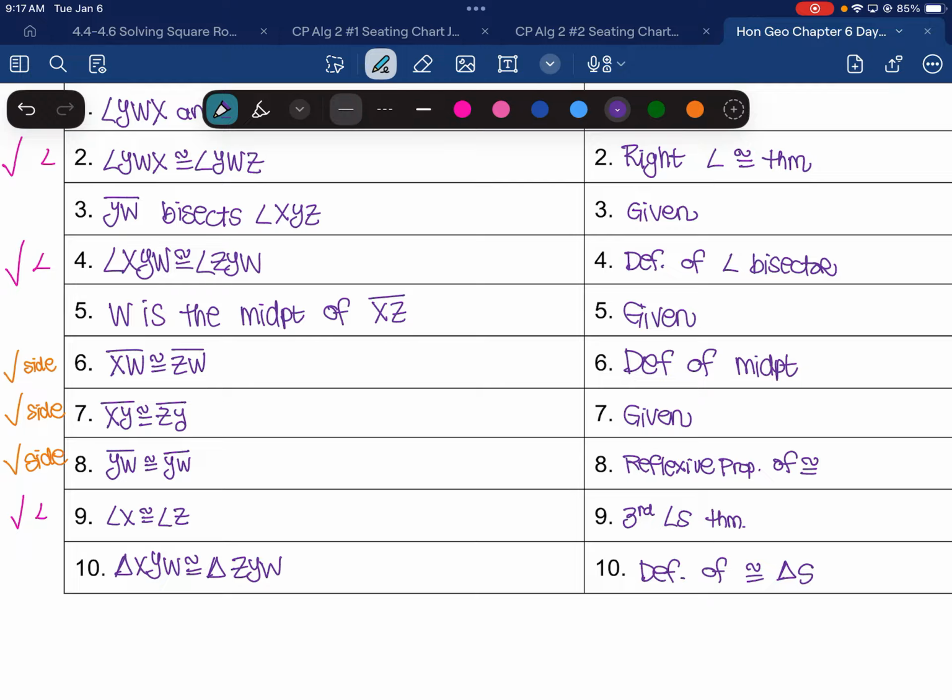After today, you're never going to use this again. You're going to have shortcuts, and you're only going to have half of this. Okay? So theorems like side, side, side. Guess what you need? 3 sides. No angles. Okay? Side, angle, side. Guess what you need? Two sides and 1 angle. All right? It's going to get easier.